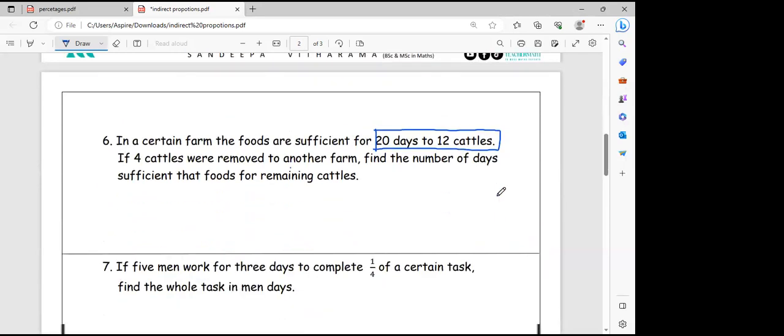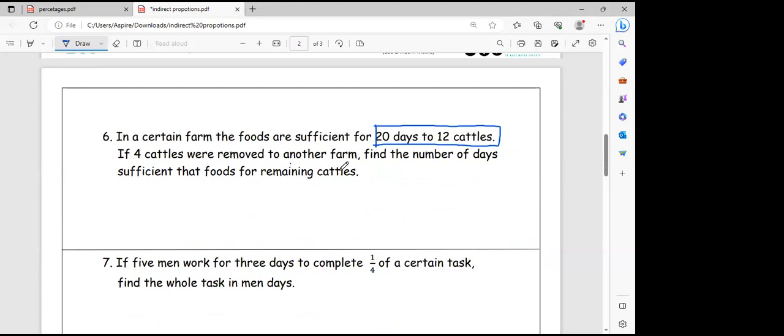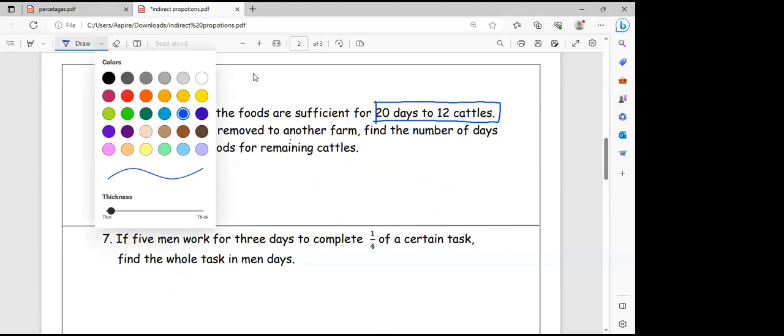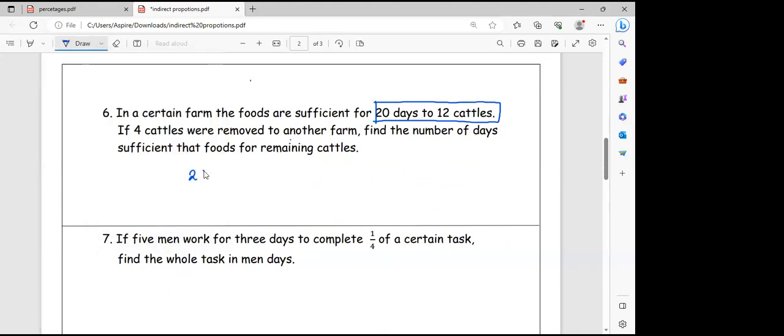Okay. If 4 cattle were removed to another farm, find the number of days sufficient that food for remaining cattle. Okay, then here what we have to do, the same thing, no? You have to multiply 20 times 12.